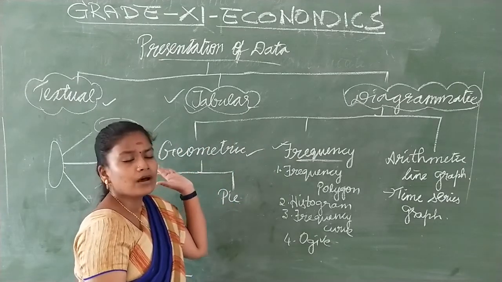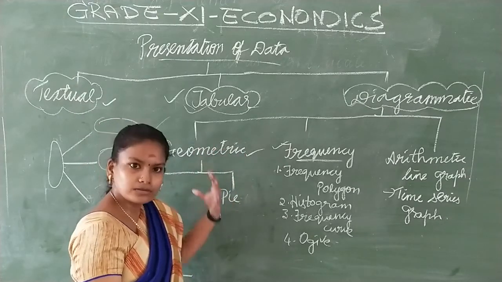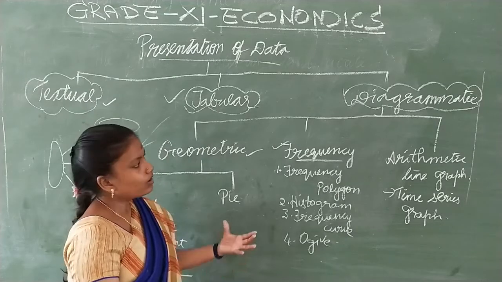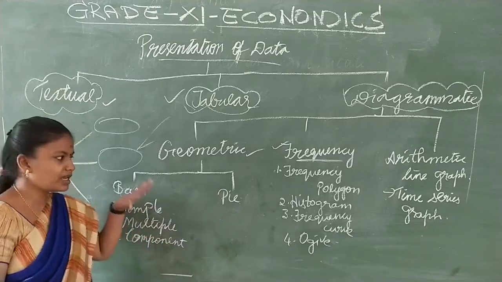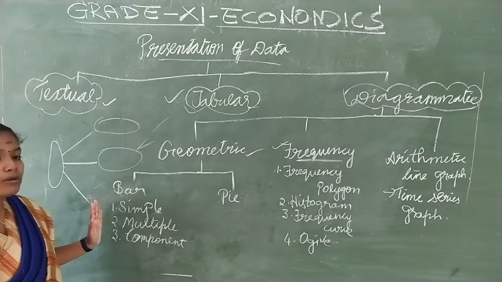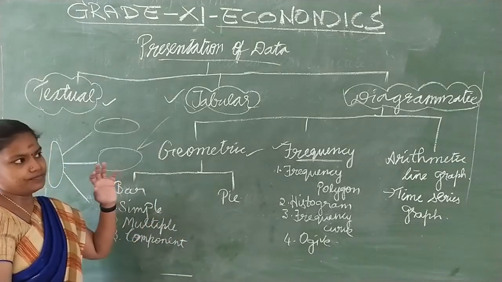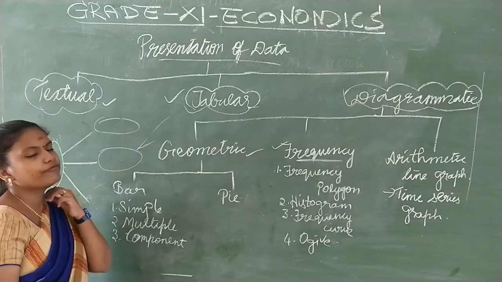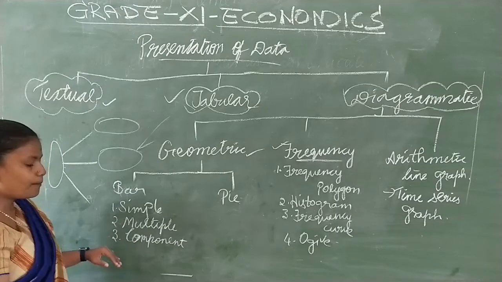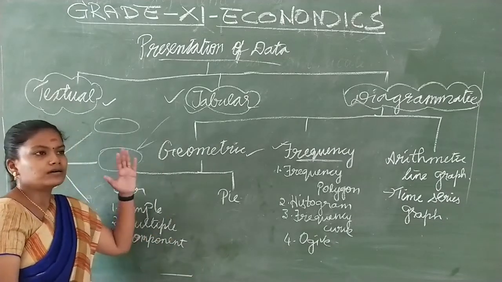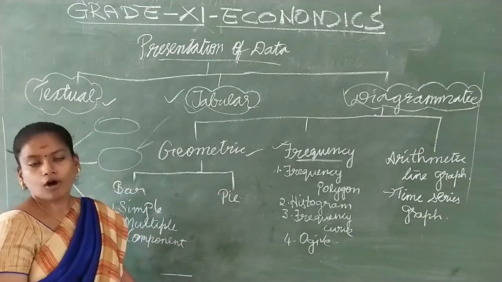Then you can put parts of the table: table number, title, body of the table, the titles alone. When you talk about diagrammatic presentation, we can just write geometric, frequency, arithmetic. In geometric, again we can divide it into bar and pie. Simple: each variable is given as a separate bar. Multiple: used for comparison. Component: understanding the relation between the integral parts. Pie diagram: given in circular form.